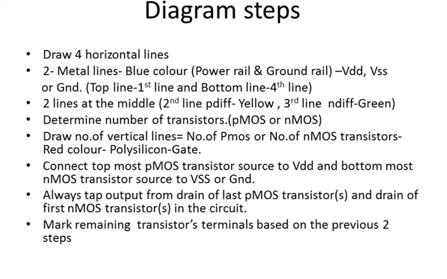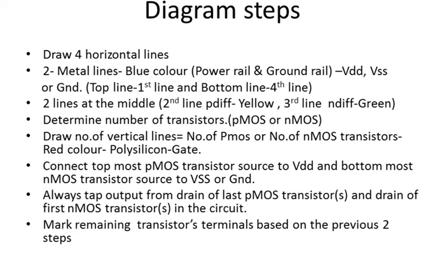Here transistors means we have parallel connection of PMOS transistors and parallel connection of NMOS transistors. In the pull-up network, parallel PMOS transistors means all the sources are connected to VDD. In the bottom pull-down network, the NMOS transistors are in parallel, then all the sources are connected to the ground connection.